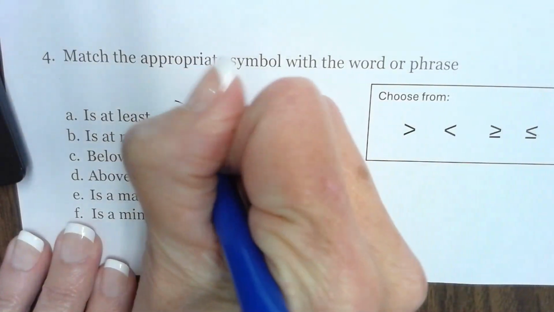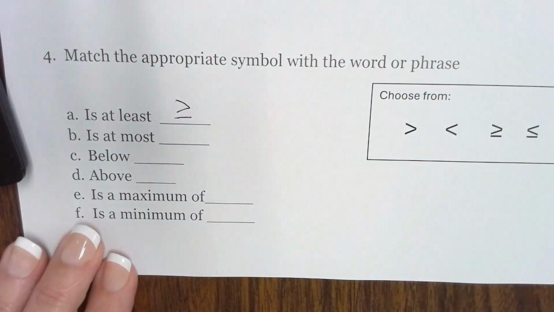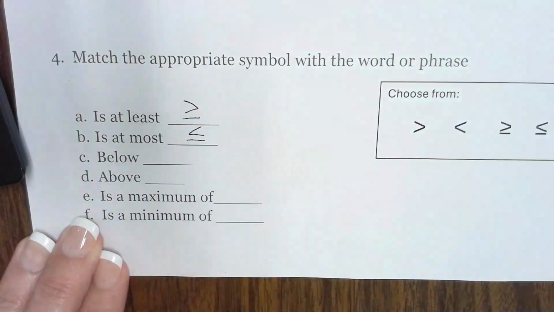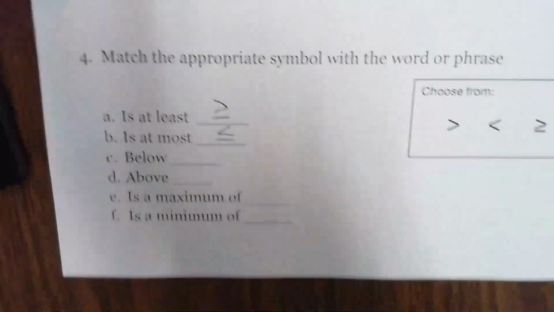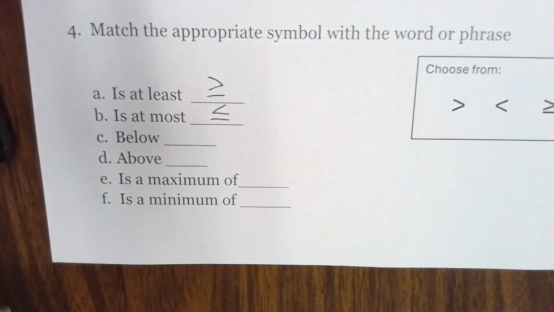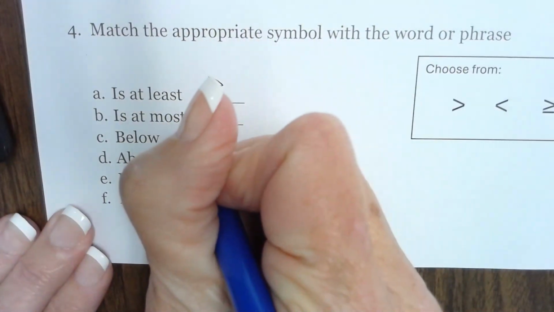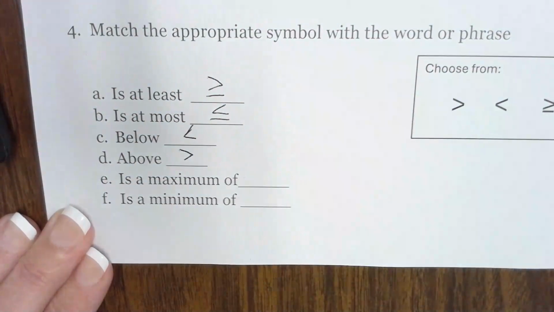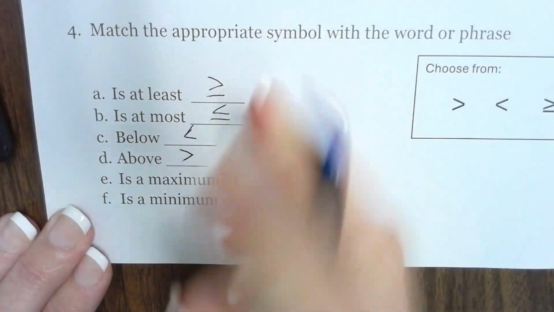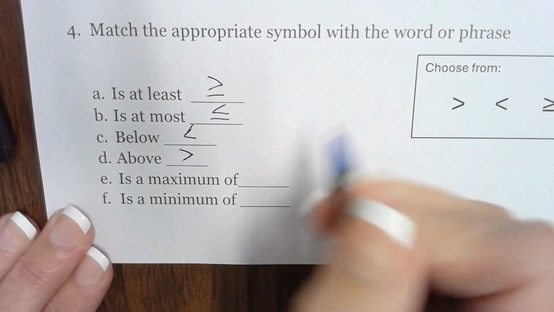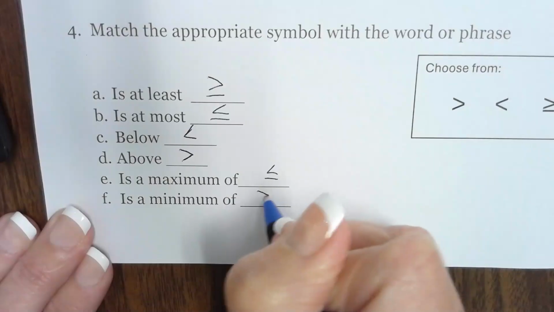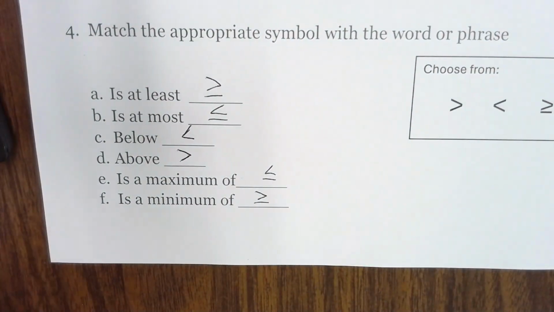At least is a greater than or equal to sign. At most is a less than or equal to sign. I'm seeing people writing. So we were even so lazy that we didn't even look it up. Below, pretty easy this one. It's a less than sign. Above is a greater than sign. Those two are pretty easy. A maximum of is a less than or equal to sign, and a minimum of is a greater than or equal to sign. Okay?